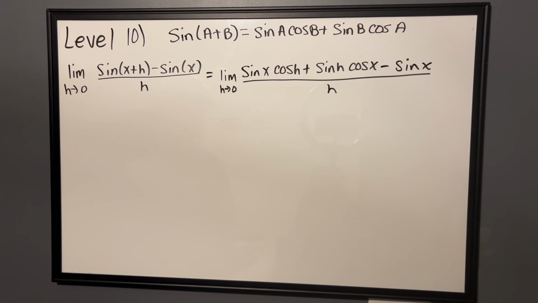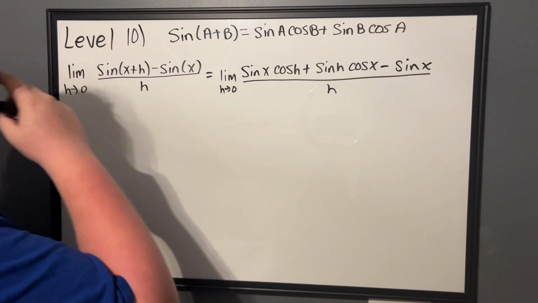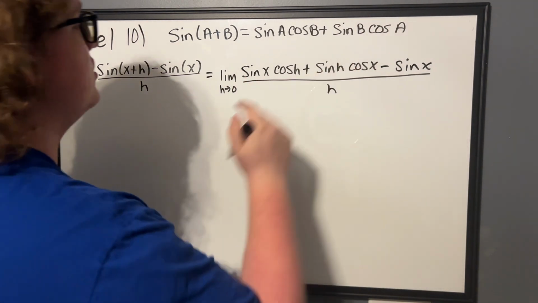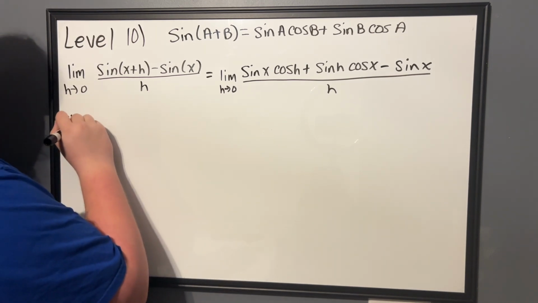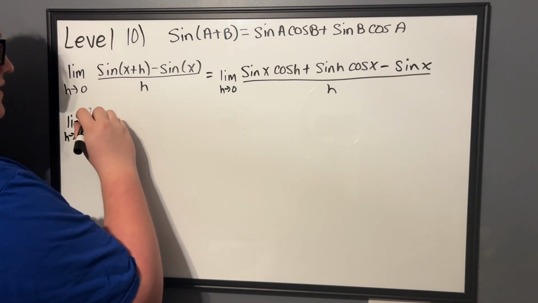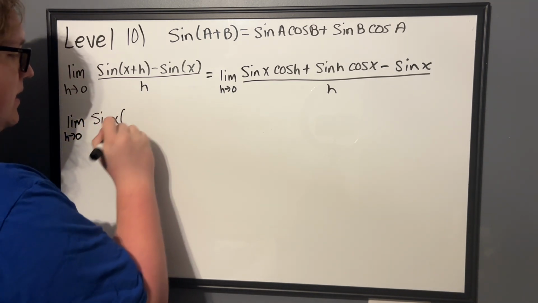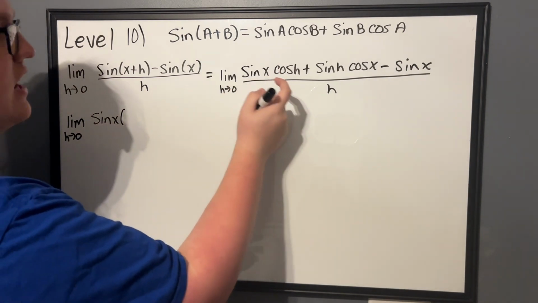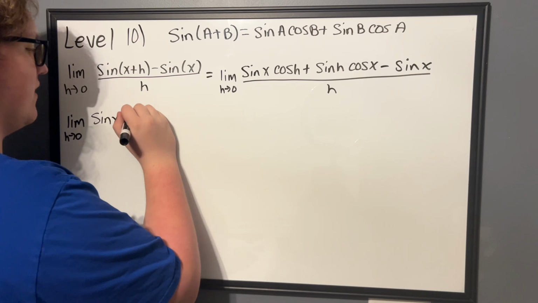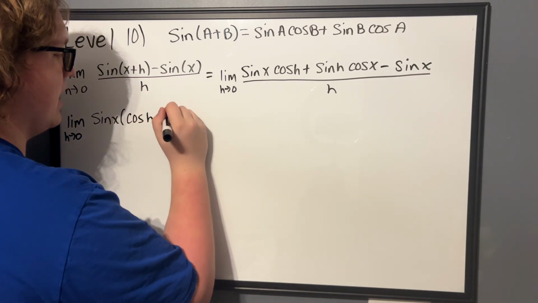Okay, so what we're going to do now is, it's hard to see what to do here. But what we need to do is pull out a sine x term from two of these factors, right? So we have the limit as h goes to 0 of sine x, and we're going to multiply that by cosine h minus 1, right? We're factoring sine x out of this term and out of this term. So we have cosine of h minus 1.